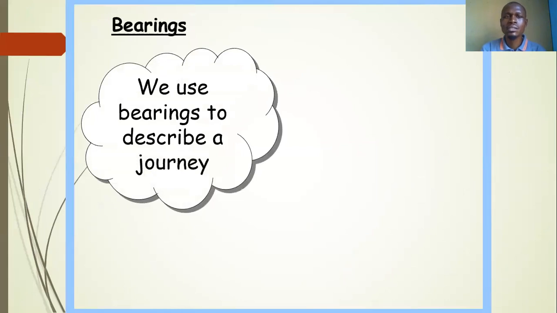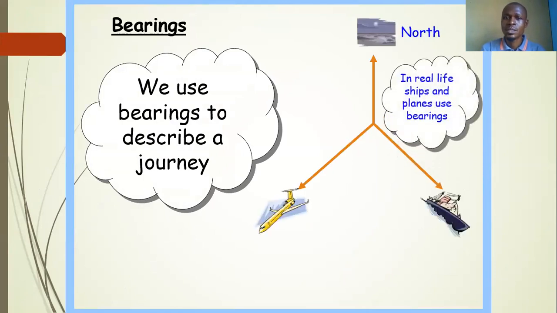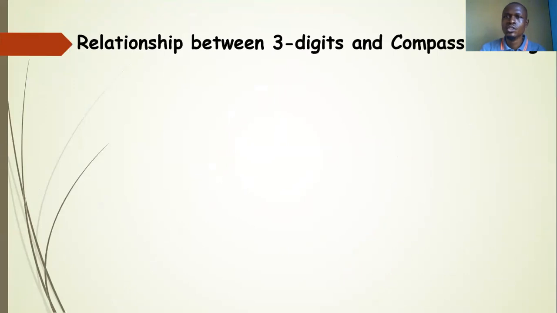Now, when you talk about bearings, bearing is used to describe a journey. For instance, you have a ship sailing on a bearing of 135 degrees, while the airplane is flying on a bearing of 225 degrees. Now, before we go ahead, we want to look at the relationship between the 3-digit and compass bearing.